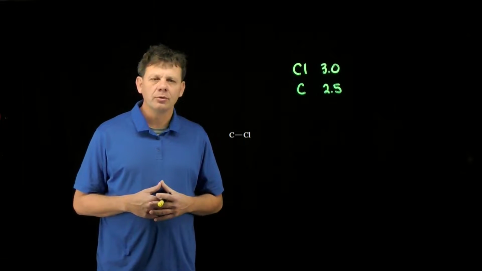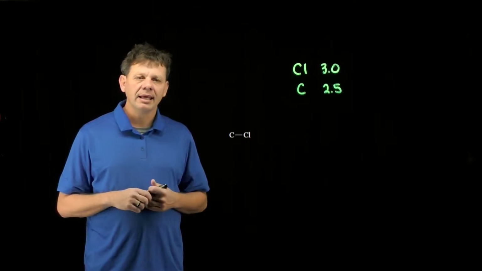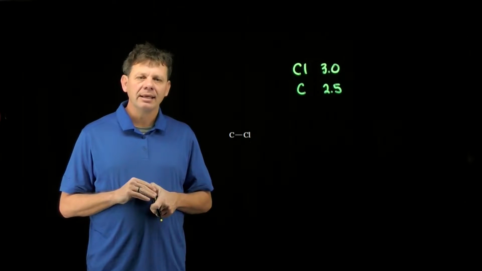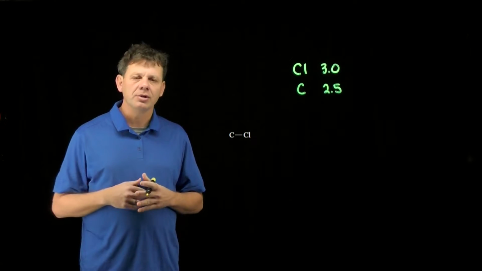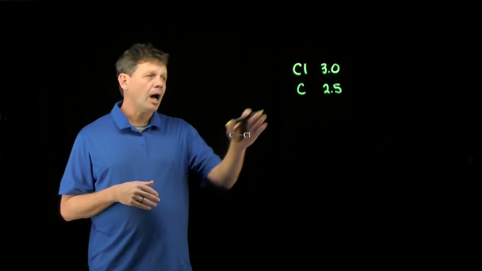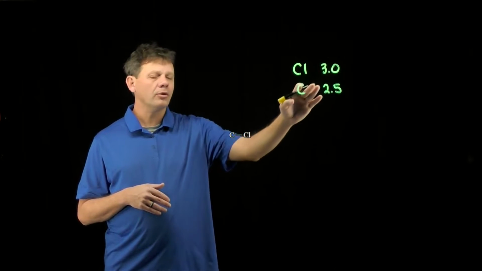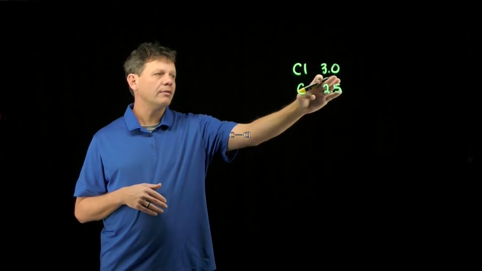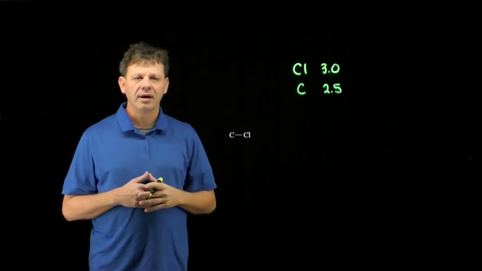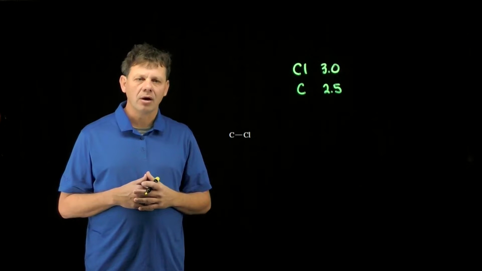In this assessment, we're asked to do three things for the carbon-chlorine bond. First, we're going to indicate the direction of the dipole moment and identify the partially positive and partially negative atoms in the carbon-chlorine bond. On the screen are the Pauling electronegativity values for chlorine and carbon. So from one of the figures in the text, we get 3.0 for chlorine, 2.5 for carbon, meaning that chlorine is more electronegative than carbon.